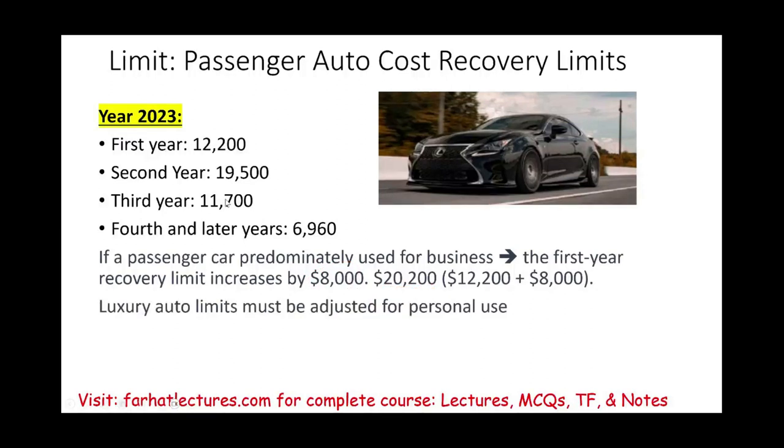Also, luxury auto limits must be adjusted for personal use. So if it's not 100% for business, then you have to take into account, adjust for the personal use. Now, the best way to illustrate this is to take a look at an example. I'm going to take you to an Excel sheet because I'm going to be computing the MACRS table. So it's very important that you see the computation, how this is being done. So let's move to the Excel sheet.